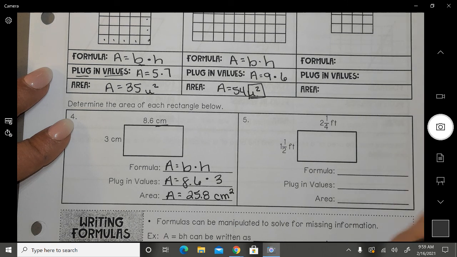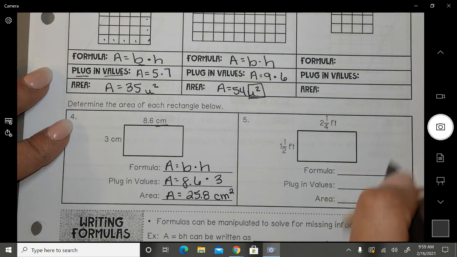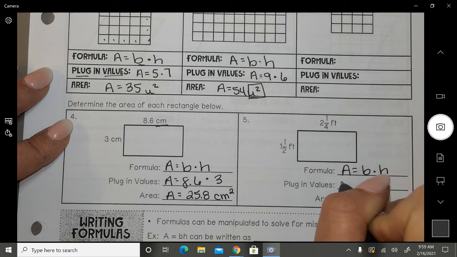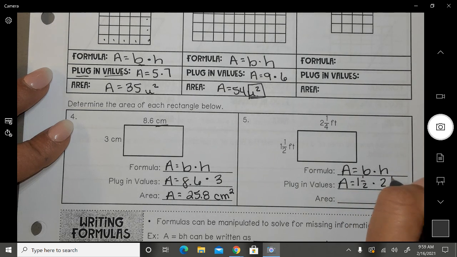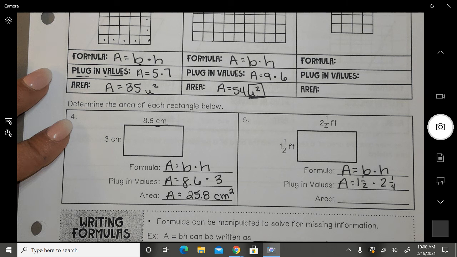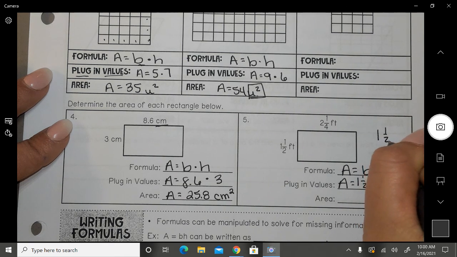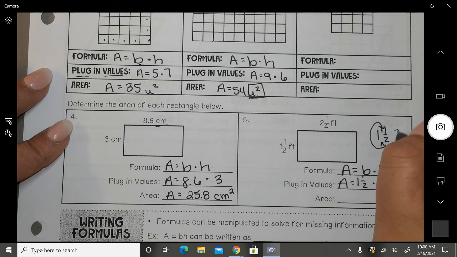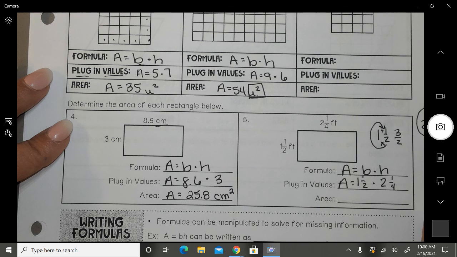All right, so number 5, we've got fractions here. Do we know how to multiply fractions? Yes, we do. So area equals base times height, area equals 1.5 times 2 1/4. When I multiply fractions, remind me, what do I have to do? You have to change them to an improper fraction. Remember, do you remember having to go around the world? So 1.5 is 3 halves. And 2 1/4, if we go around the world, we get 9/4. So we've got 3 halves times 9/4.